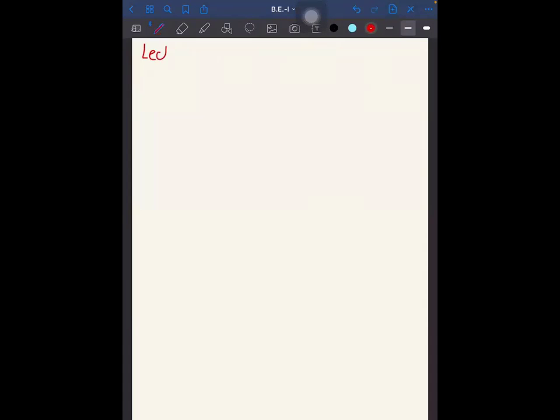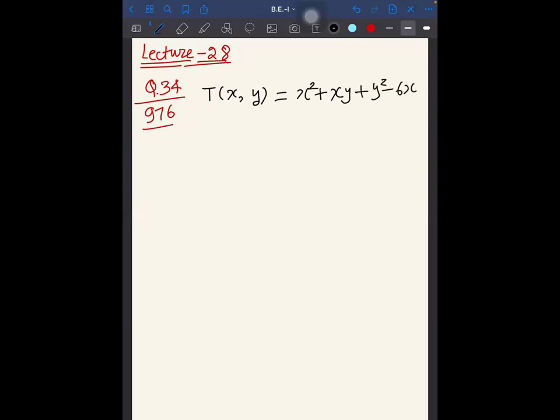This is lecture 28, and we'll do more problems on absolute maxima minima. So let's say we have question number 34. The question is, we have a function T(x, y) that is x square plus xy plus y square minus 6x.